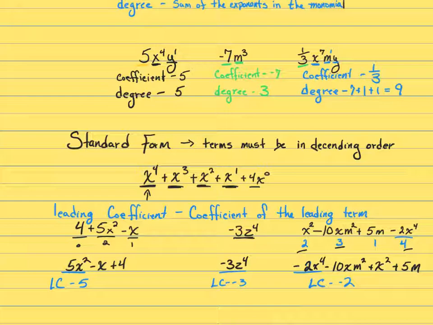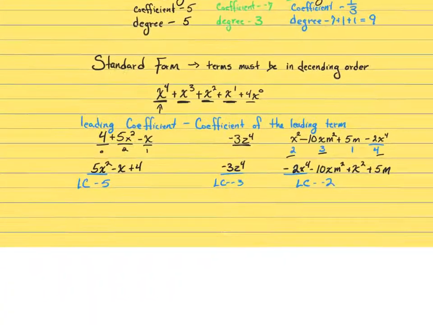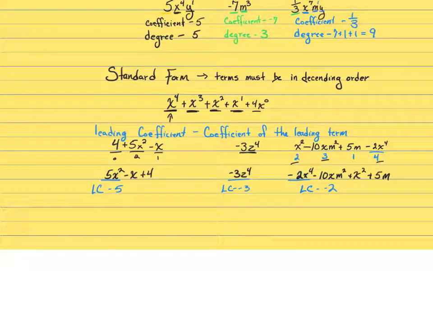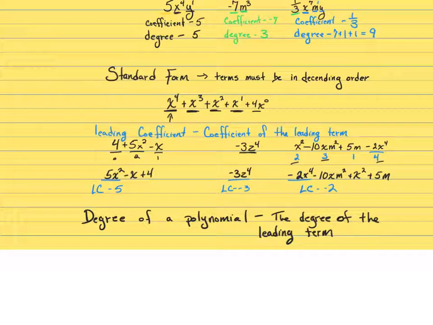All right, so the last thing we have to talk about is the degree of a polynomial. The degree of a polynomial is just the degree of the leading term. So once again, we are only looking at this first term whenever we are looking at the degree of a polynomial. And we're just looking for what that degree is. So for instance, the degree of this polynomial is going to be 2 because the leading term has a degree of 2.